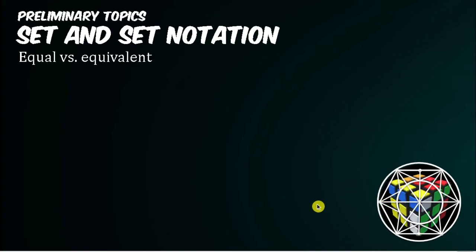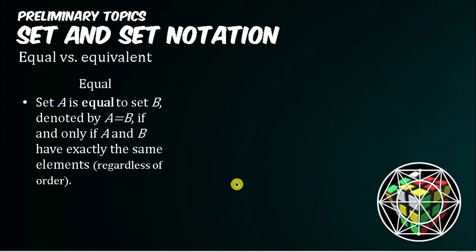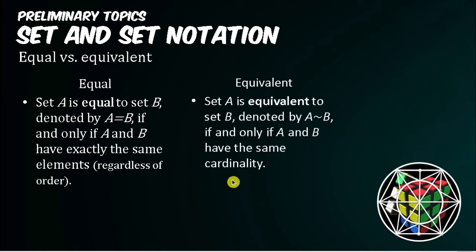But before that pala, we talk muna about the difference between equal and equivalent sets. Equal sets, so set A and B are equal if, denoted by the equal sign, if and only if A and B have exactly the same elements, regardless of course of the order. And they are only equivalent if the two sets have the same cardinality.